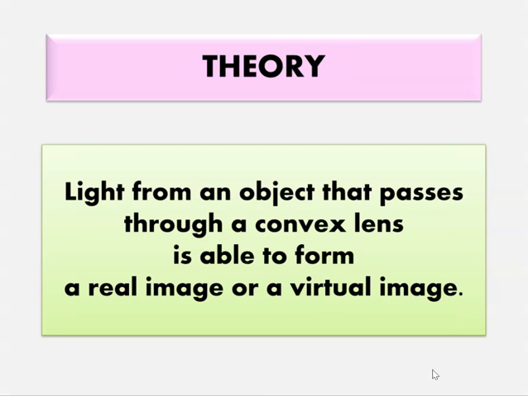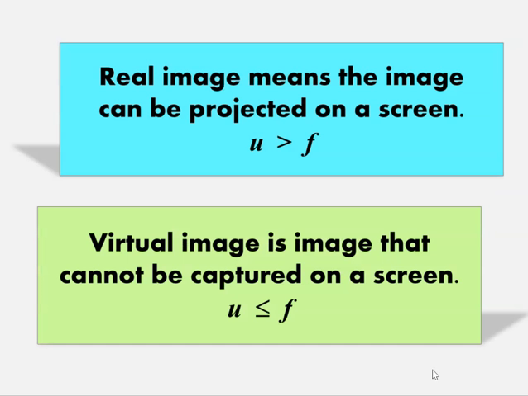The theory: we know light from an object that passes through a convex lens is able to form a real image or a virtual image. What is a real image and what is a virtual image? Real image means the image can be projected on a screen, where its object distance is greater than the focal length of the convex lens. As for virtual image, its image cannot be captured on the screen, meaning we put the object less than the focal length of the convex lens.